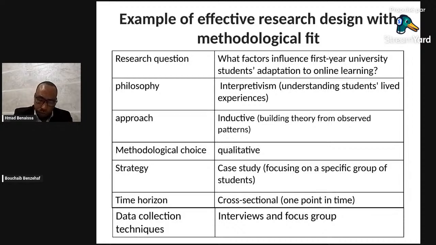When looking at these, we know that all these components or aspects or decisions are well aligned. They go together, observing methodological fit.